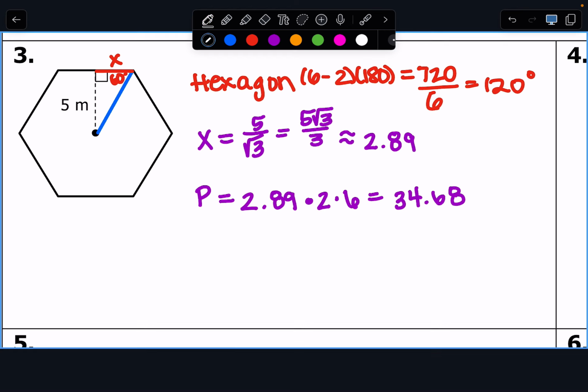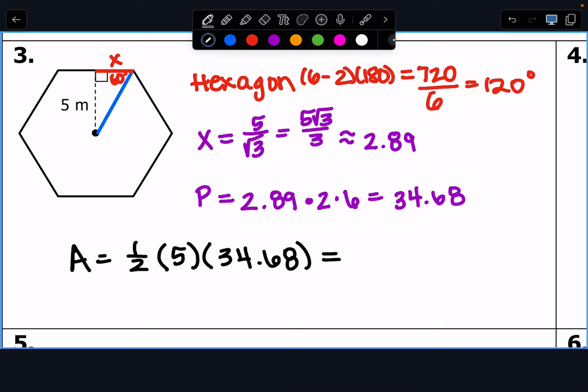All right, so our area is 1/2 times the apothem times the perimeter. Now we can round to 1 decimal place for our final answer. 86.7 meters squared.